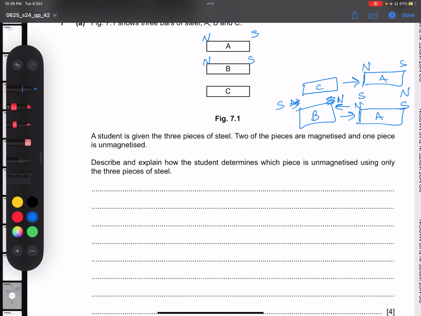First, we check how we're bringing each together. So first we bring each piece together to the other piece, okay, and check if there is attraction or repulsion on both sides.